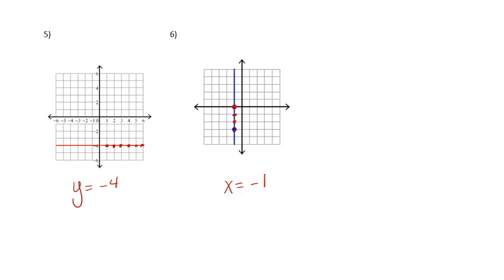So, to find the equation of a line, you're going to find the slope and the y-intercept, put it in slope-intercept form, unless you have a horizontal or vertical line, and remembering that horizontal lines are y equals a number, and vertical lines are x equals a number.